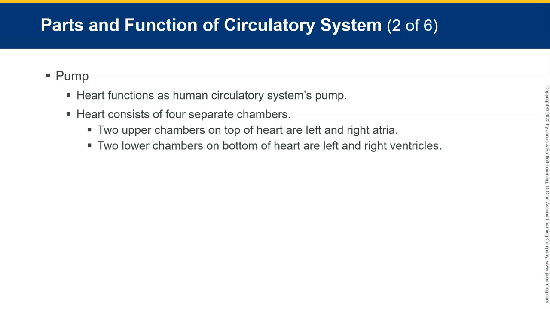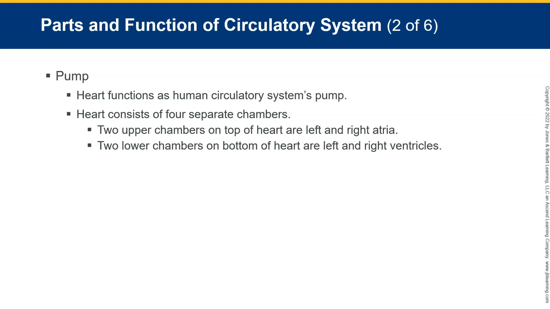The heart consists of 4 separate chambers. So you have 2 upper chambers on the top of the heart. They're the left and the right atria. The atria are somewhat less muscular than the ventricles because they don't have to push all the way out to the body, push everything out systemically, so it doesn't require near as much force. They serve as reservoirs for the blood flowing into the heart from the body and the lungs.